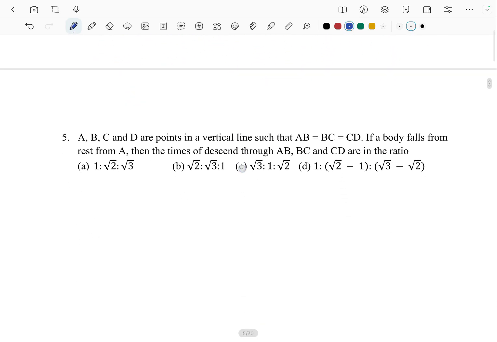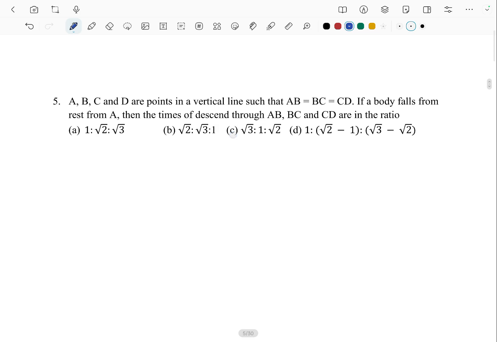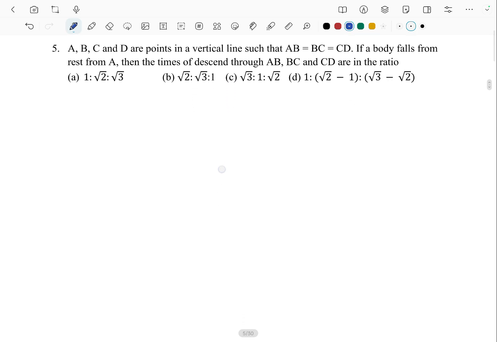Let's go to the next question. Question number 5. A, B, C, D are points in a vertical line such that AB, BC and CD are equal. If a body falls from rest from A, then the times of descent through AB, BC and CD are in the ratio. So according to the question, first let's take the positions.